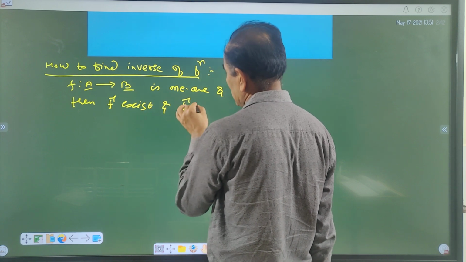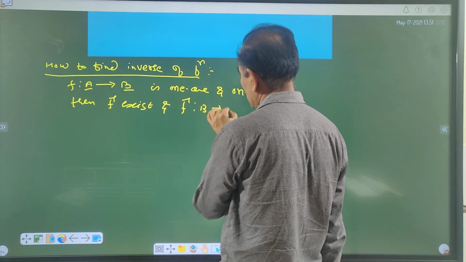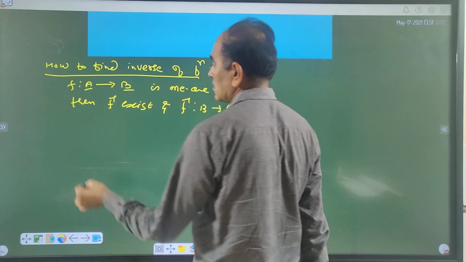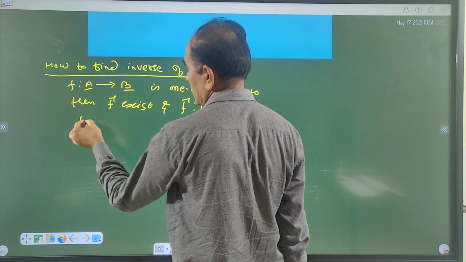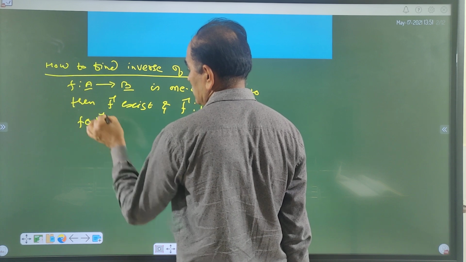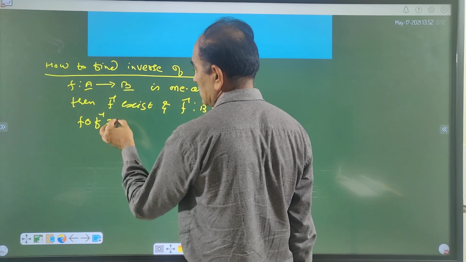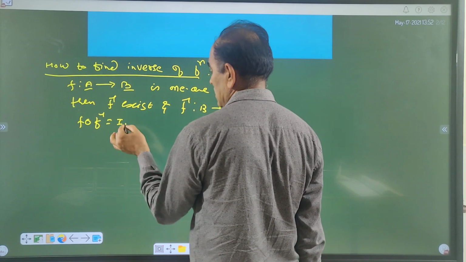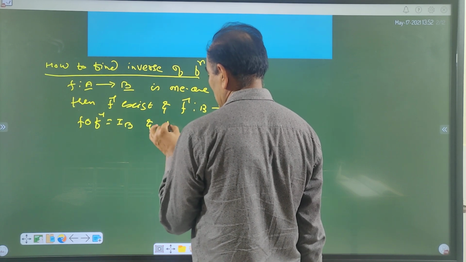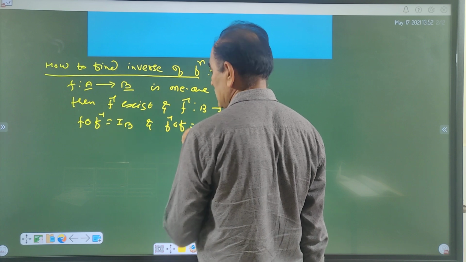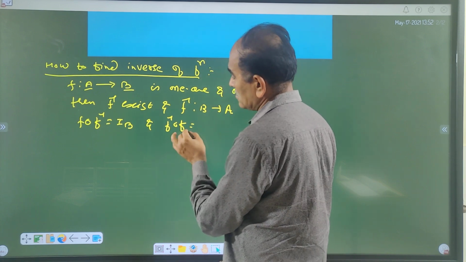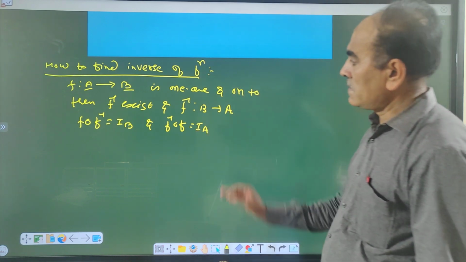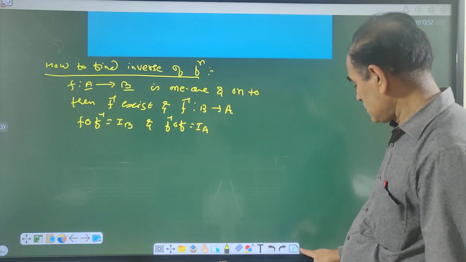And f inverse is from where to where? B to A. Also, keep one thing in mind: f composition with f inverse is equal to the identity function on the domain of f inverse, that is B. And f inverse of f is equal to the identity function on the domain of f, that is A. Today we are going to use this concept.